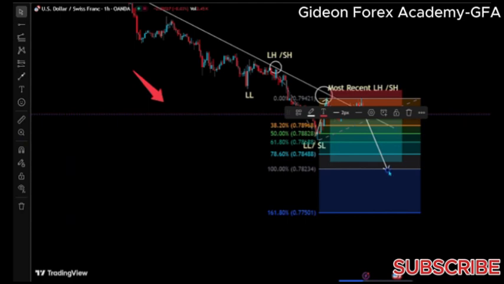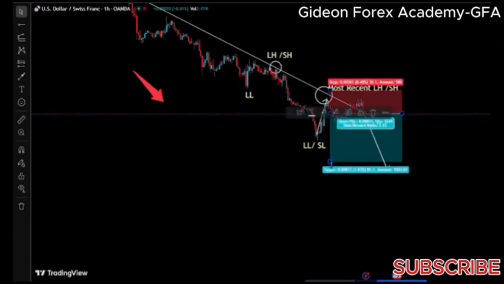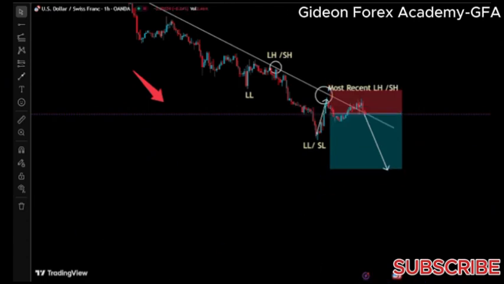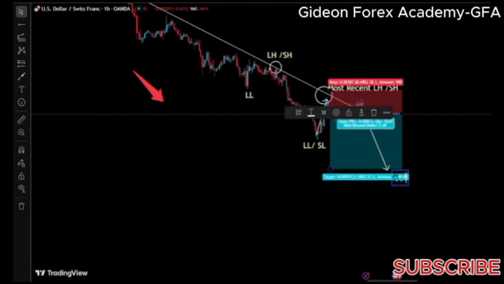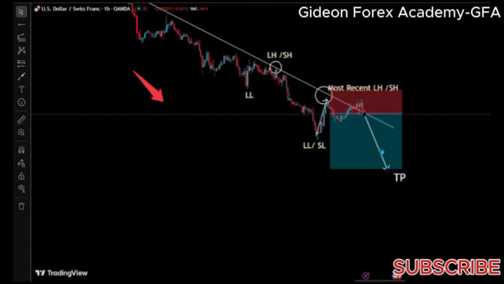You mark it with your arrow, and then you remove your extension tool, and then you drag your target to this point. So your first take profit will be about that point. That would be your target, and this would be a sweet 1 to 2, almost 1 to 3 risk to reward ratio.